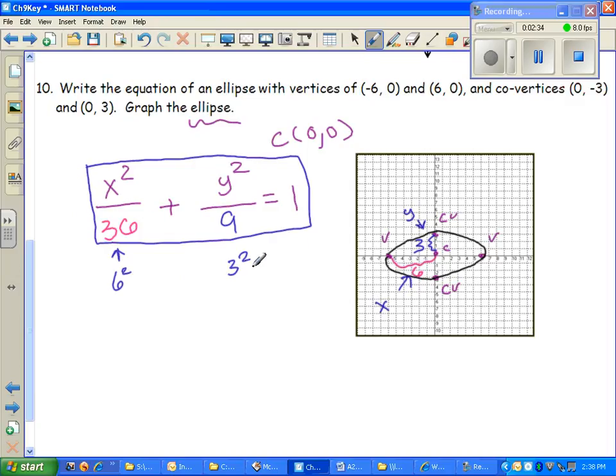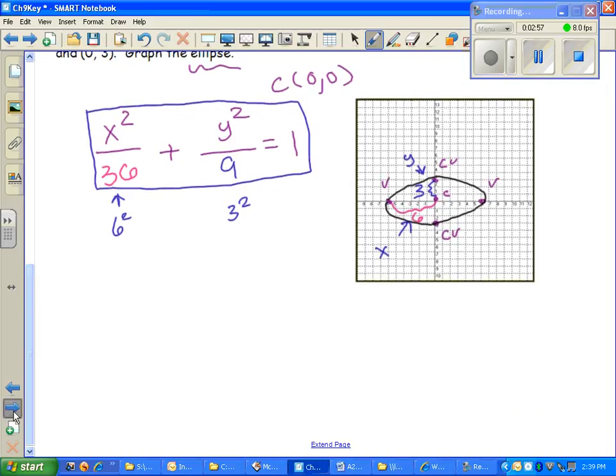They did not ask for the foci on this one, so I don't have to put them. If they did ask for them, remember that you do 36 minus 9, and you would subtract because this is a plus. To find the foci, you do the opposite of whatever this sign is. So here we would subtract and square root and find the foci if we were asked to do that.